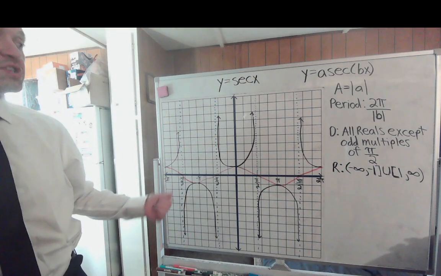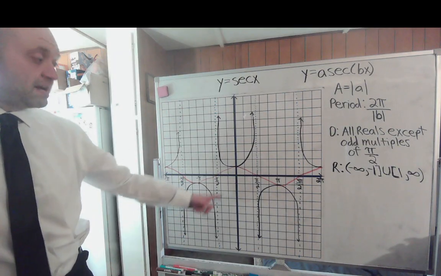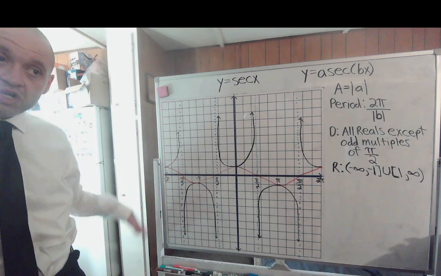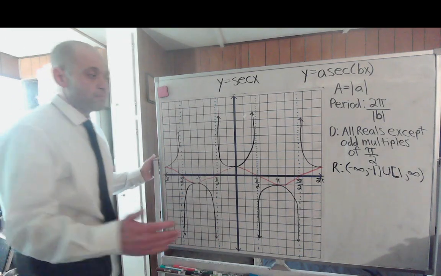So like pi over 2, 3 pi over 2, 5 pi over 2, and so on. And the same in the negative direction: negative pi over 2, negative 3 pi over 2, and so on. All the odd multiples. So now what about your range?